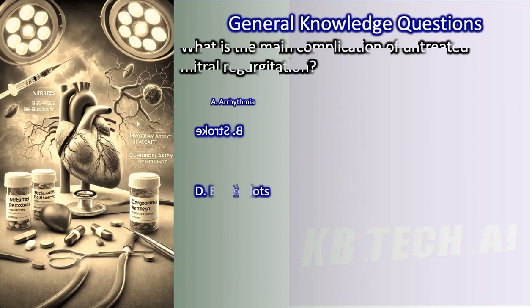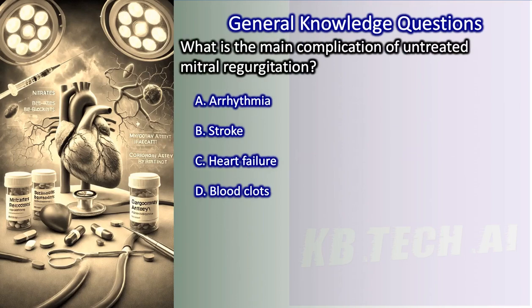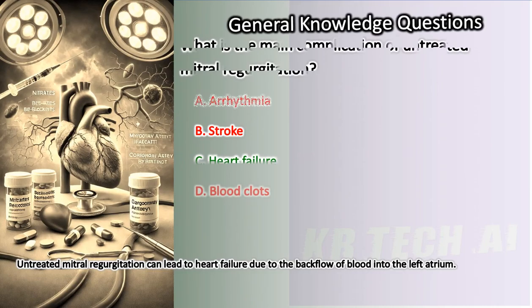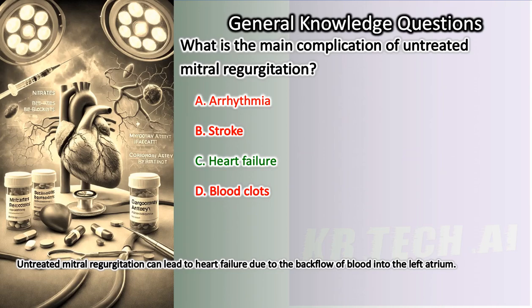Which is the main complication of untreated mitral regurgitation? Option 1, arrhythmia. Option 2, stroke. Option 3, heart failure. Option 4, blood clots. The answer is option 3, heart failure.